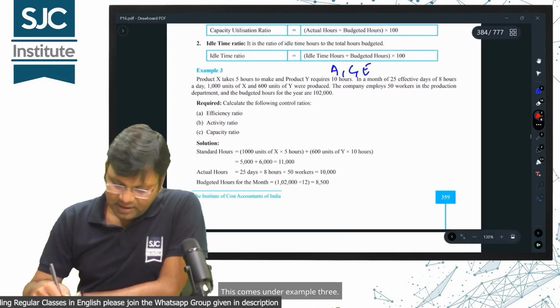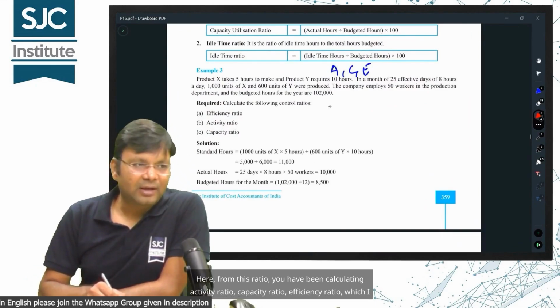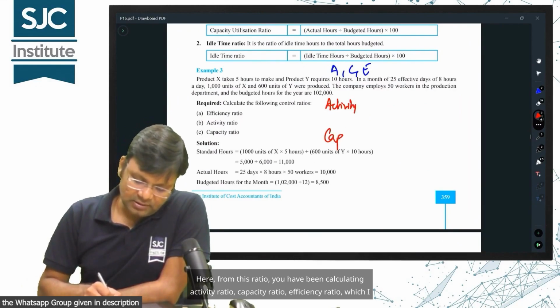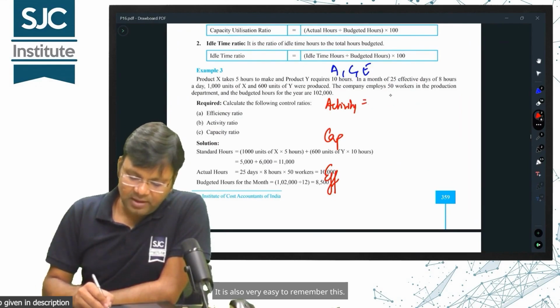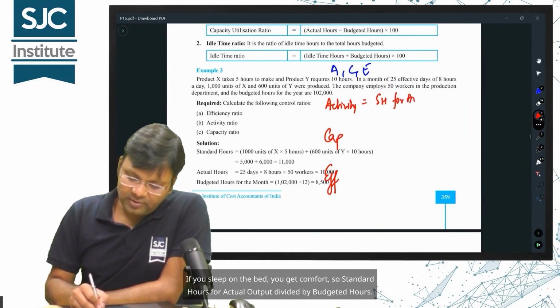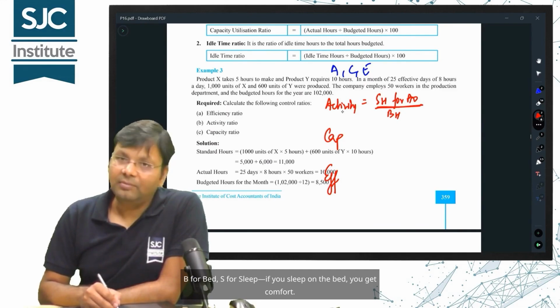This comes under example 3. Here, from this ratio, you have been calculating activity ratio, capacity ratio, efficiency ratio, which I call A's in short. It is also very easy to remember this. If you sleep on the bed, you get comfort, so standard hours for actual output divided by budgeted hours. B for bed, S for sleep. If you sleep on the bed, you get comfort.